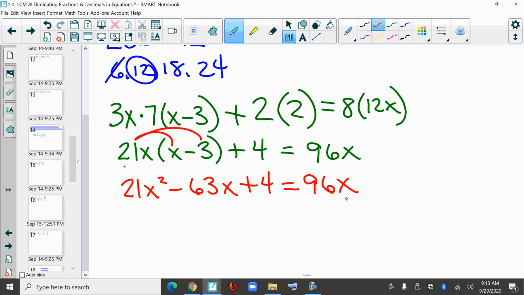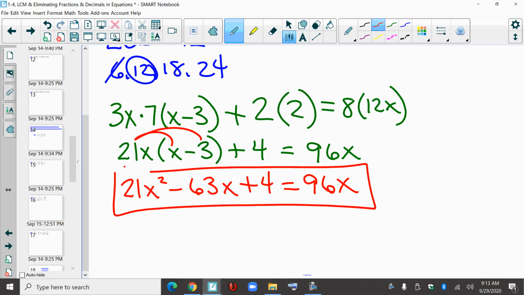Now here's my question for you. Do we have any fractions? No, we do not. Do we have any decimals? No, we do not. Do we have any parentheses? No, we do not. So today, all we're doing is making this look pretty. You don't have to combine like terms. You don't have to do anything else. I just want you to get comfortable with getting rid of fractions, decimals, and parentheses.